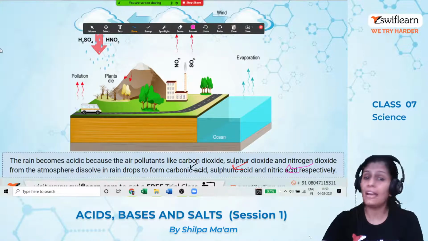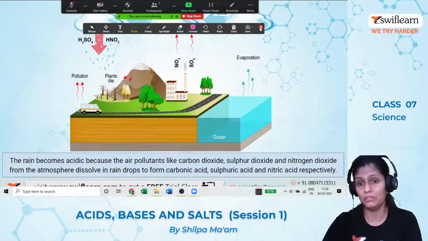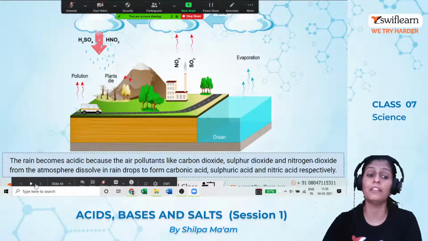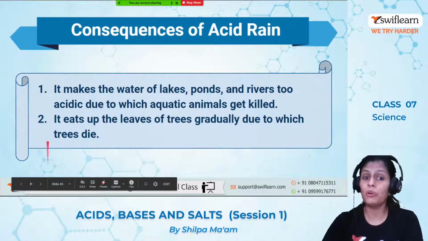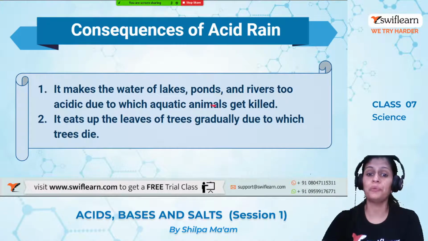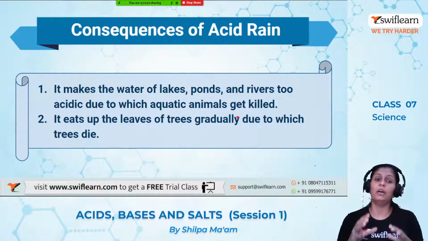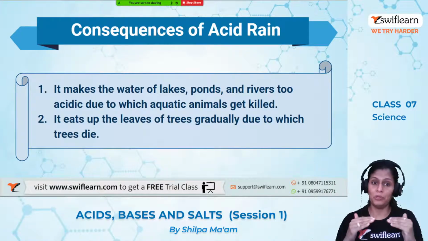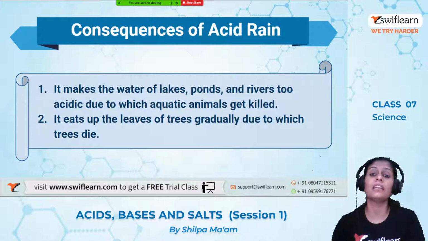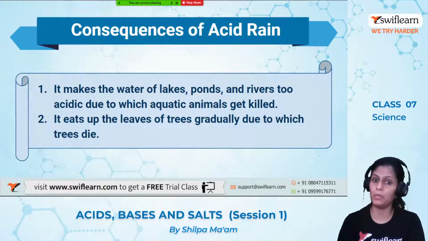And when these acids fall down, believe me, they are not causing anything good. They are in fact deteriorating the environment. They make the water of lakes, ponds and rivers too acidic, due to which aquatic life gets killed. Aquatic life is there under the water. Now, when acid is coming from the top, what is happening? The aquatic life is getting killed because the water of lakes, ponds and rivers is becoming too acidic.